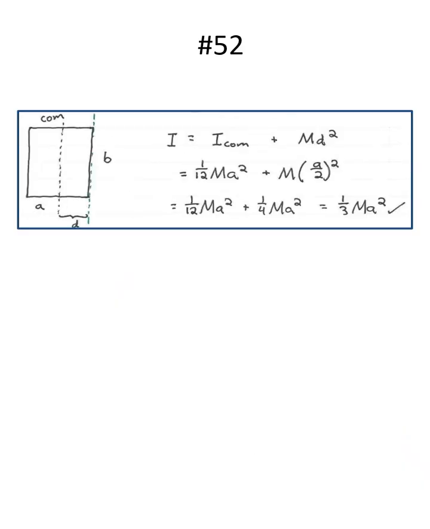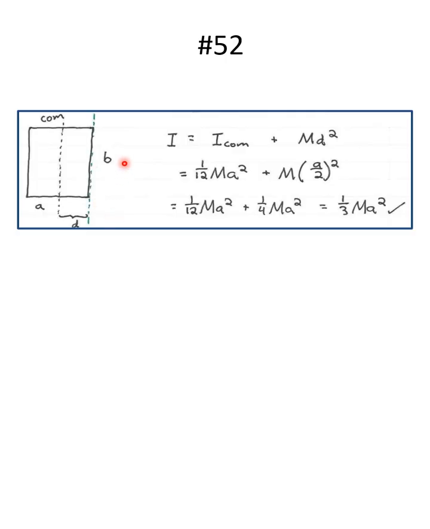Number 52. A uniform rectangular flat plane has mass m and dimensions a and b. Use the parallel axis theorem in conjunction with table 10.2 to show that its rotational inertia about the side of length b is 1/3 ma squared. Okay, the table gives us the rotational inertia as it's rotated about its center of mass, right there. And the question is asking to find rotational inertia as it's rotated about the end point, or the edge right there.